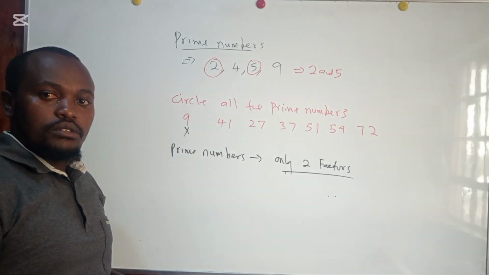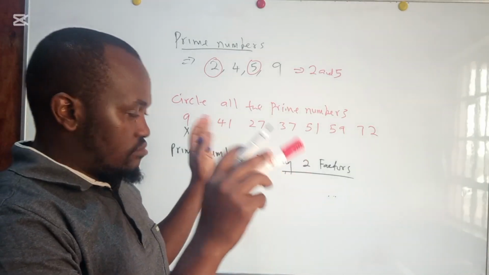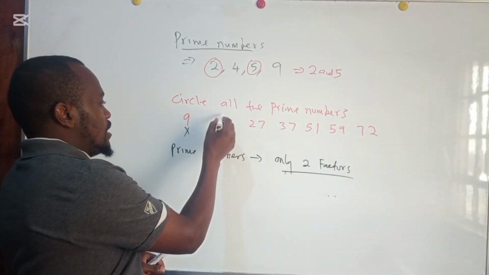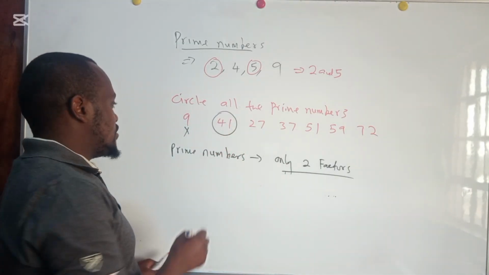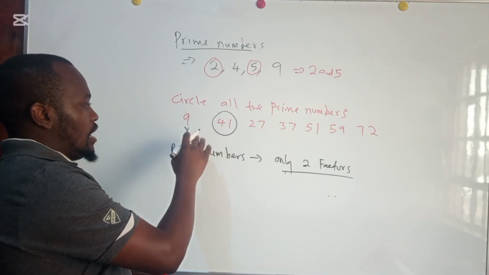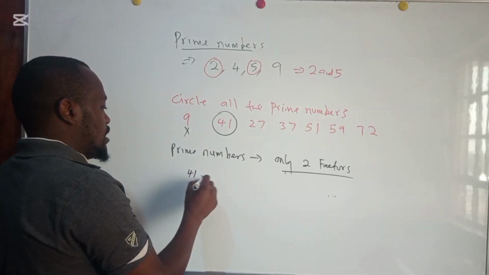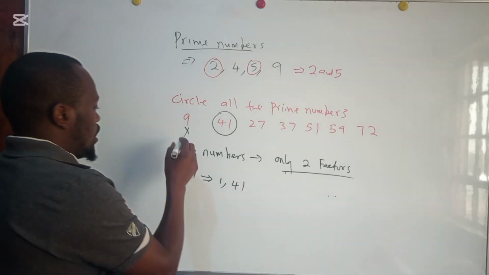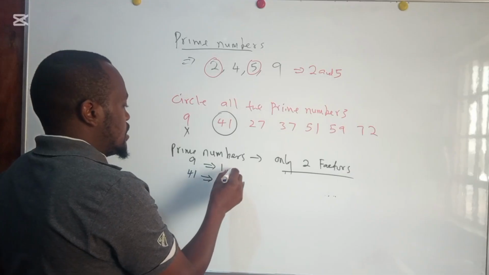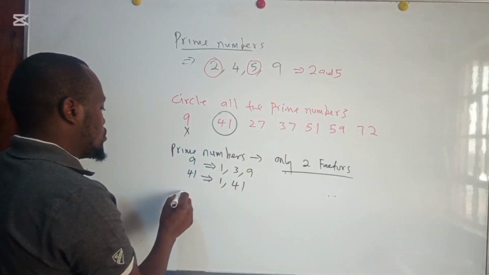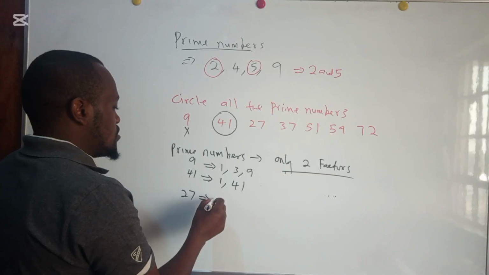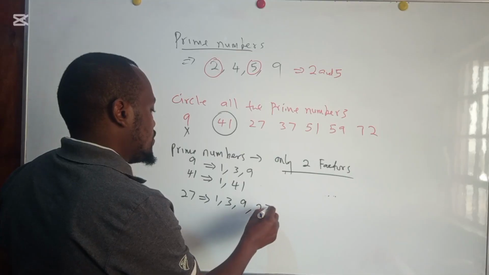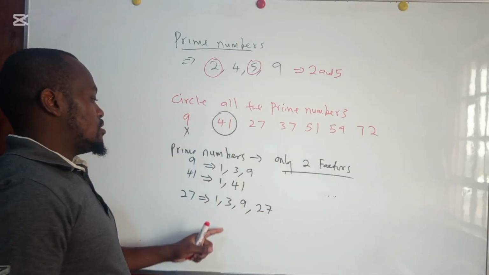What about 41? 41 you cannot divide by 1, 2, 3. You can just try with your calculator or in your rough work. You'll find that 41 is a prime number. It cannot be divided by any other number apart from 1. Only 1 and 41. So 9 is divisible by 1, 3 and 9. What about 27? 27 is divisible by 1, 3, 9 and 27.